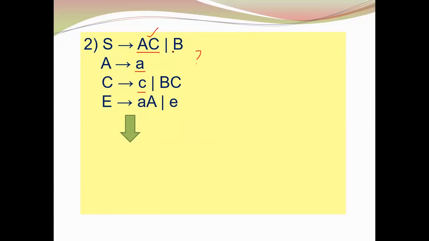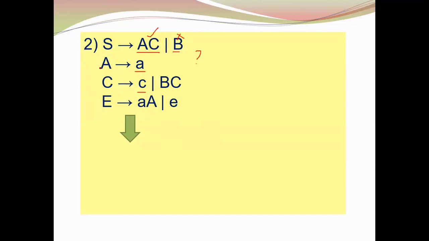In the case of B, S tends to B is there. For this B, I can substitute anything more? No, right? There is no production for the particular B, so I can say this is useless. I don't have any production in the form of B. If B tends to something, then I can substitute, but that is not the case here. It doesn't have any production in the form of B, so it is useless.